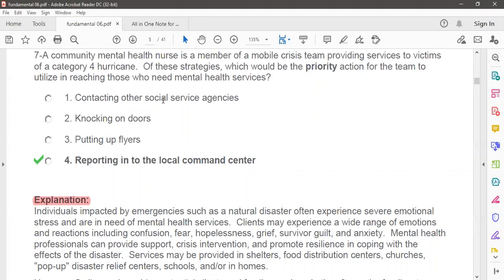Number 1, contacting other social service agencies. Number 2, knocking door to door. It is not possible to knock door to door. Maybe the people are not at their home. They went to the shelter. Number 3, putting up flyers is difficult. Putting up flyers, and everybody should read or not read. Who makes sure? Number 4, reporting to the local command center. So when they broadcast the information, it would be easy to reach the people, right? So it is the best option out of these 4. Reporting to the local command center, the broadcasting center.